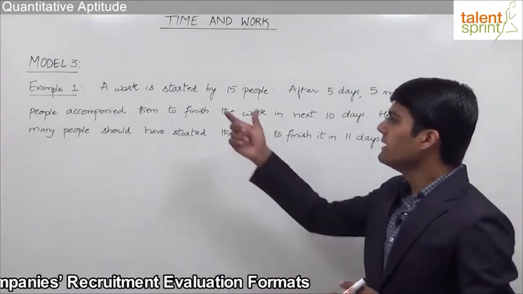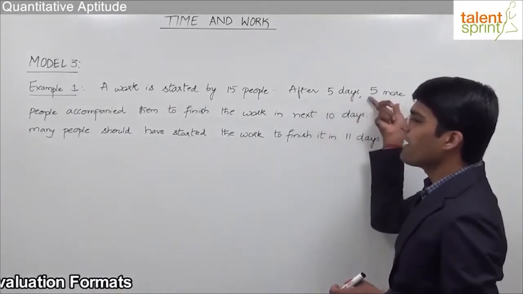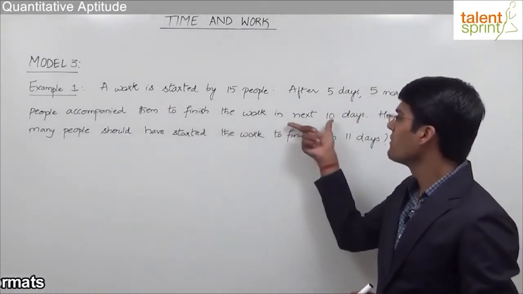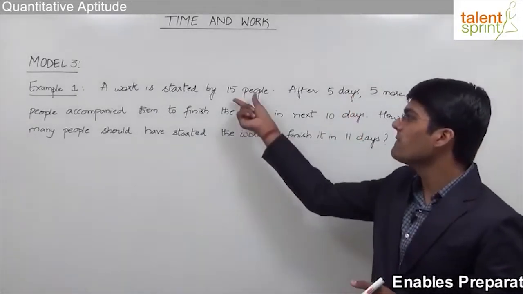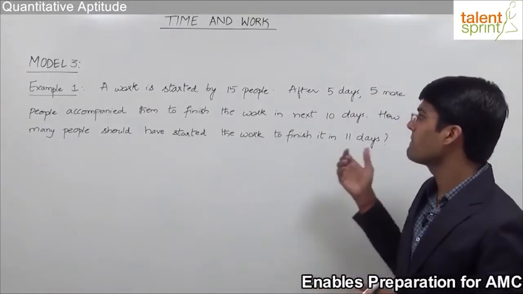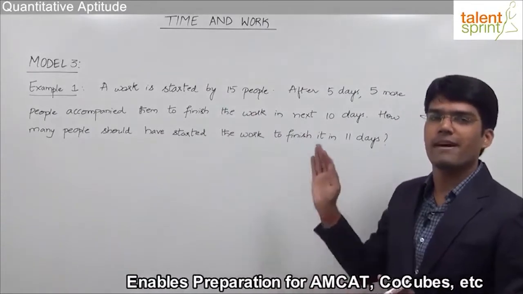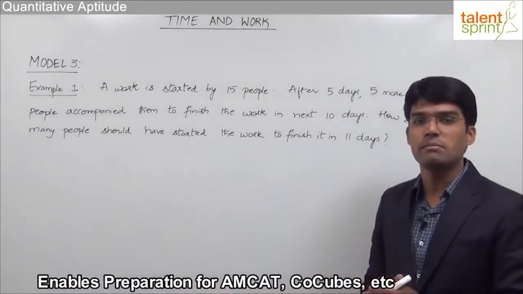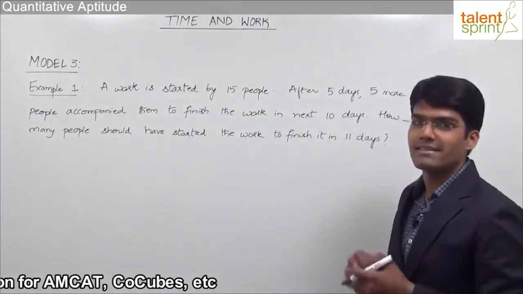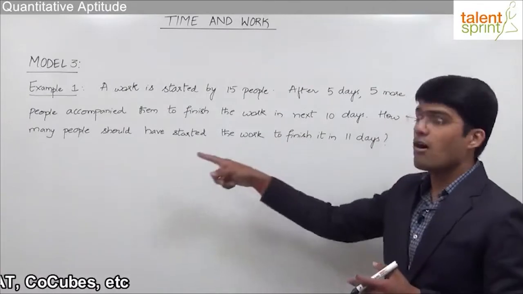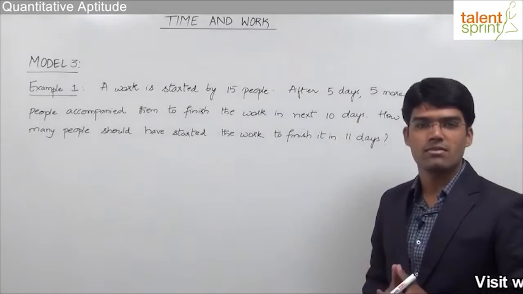As you can see here, initially there were only 15 people doing the work. But after 5 days, 5 more people joined them to finish the work in the next 10 days. So very clearly, for the first 5 days, there were only 15 people working on that. And after 5 days, 5 more people have joined. That means 15 people were already there and 5 more have joined. So now there are a total of 20 people working on it after 5 days. And they could finish the work in the next 10 days. So we are supposed to find out how many people should have initially started the work so that they can finish it in 11 days altogether.